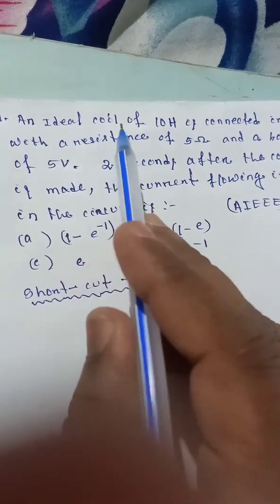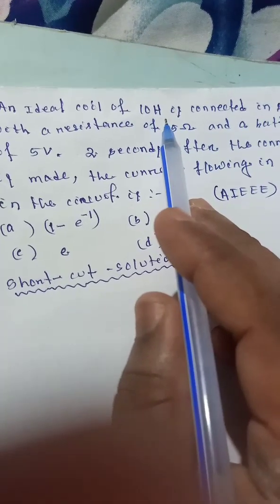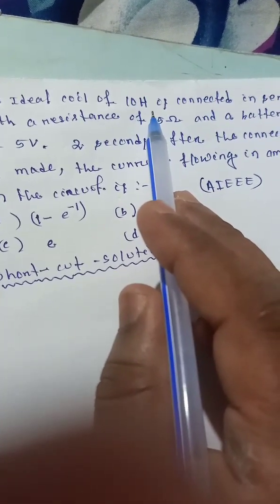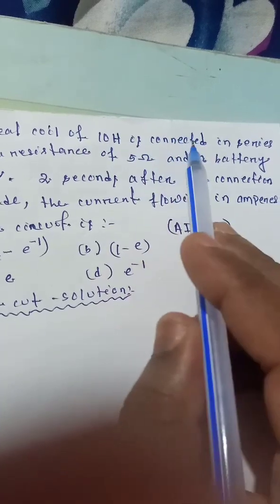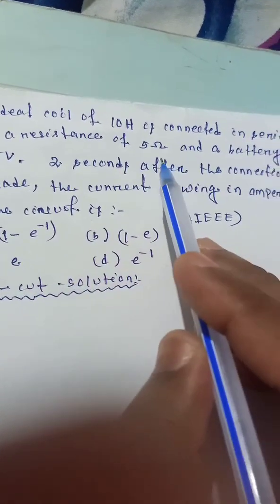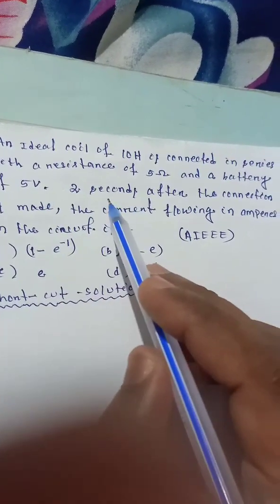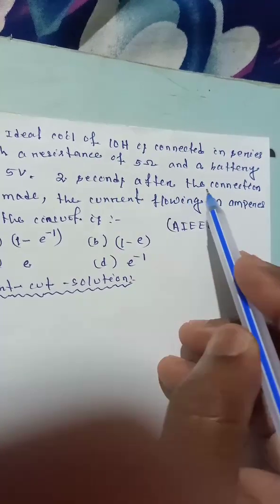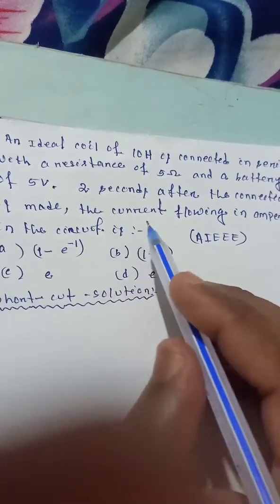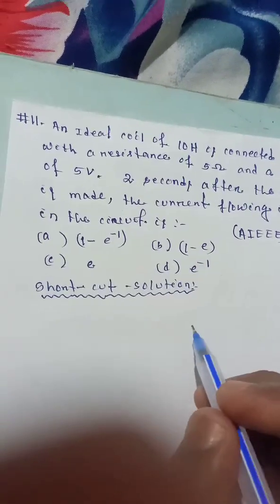An ideal coil of 10 Henry is connected in series with a resistance of 5 ohm and a battery of 5 volt. 2 seconds after the connection is made, the current flowing in amperes in the circuit is how much?